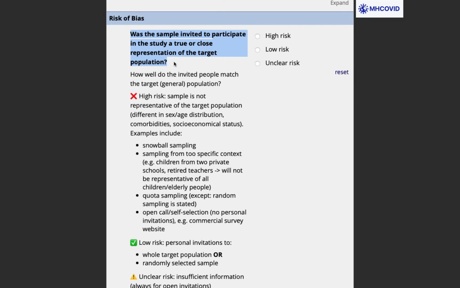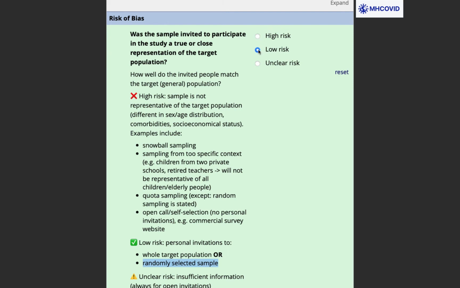The risk of bias is high when the methods used to identify the participants are likely to produce a sample that is different from the target population in important characteristics such as sex, age, and socioeconomic status. For example, snowball sampling, where participants are asked to recruit further participants themselves, is likely to produce a homogeneous sample non-representative of the general population. When a random sample from the target population was invited to participate in the study, the risk of bias is low.